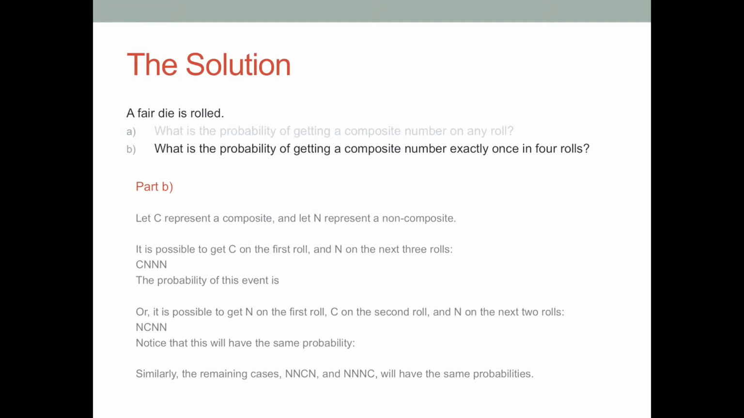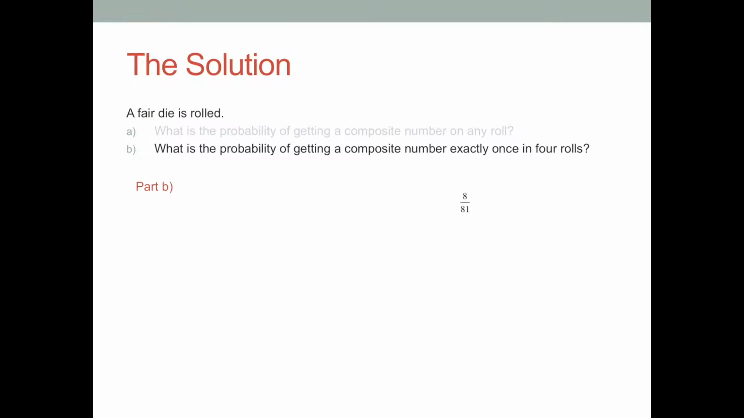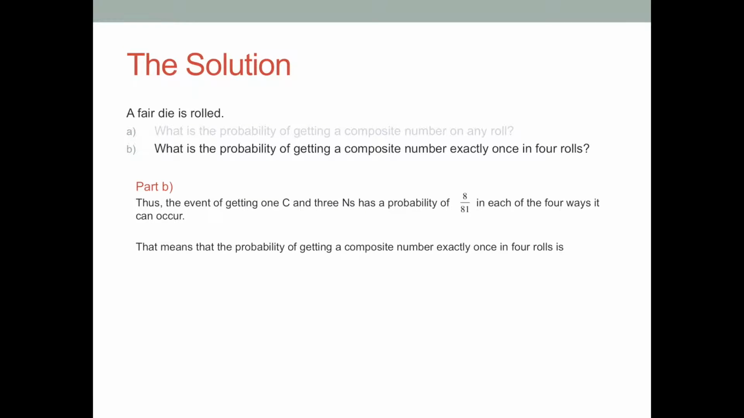Thus, the event of getting 1 C and 3 N's has a probability of 8/81 in each of the 4 ways it can occur. That means that the probability of getting a composite number exactly once in 4 rolls is 8/81 times 4, which is equal to 32/81, or approximately 395 thousandths.